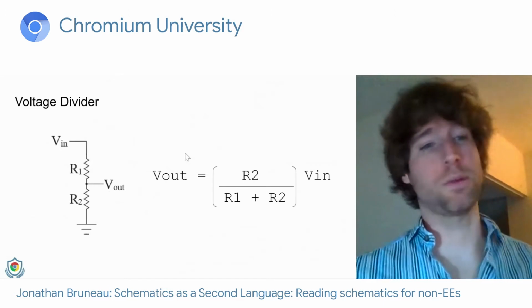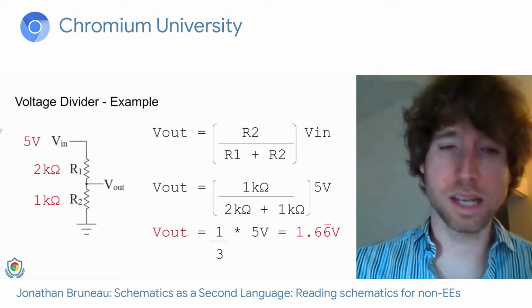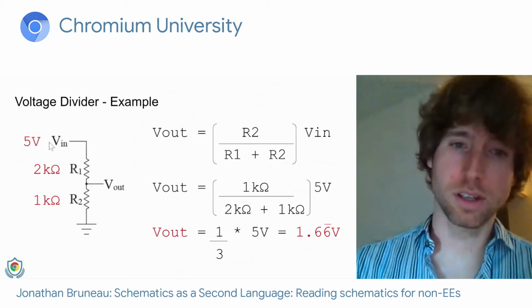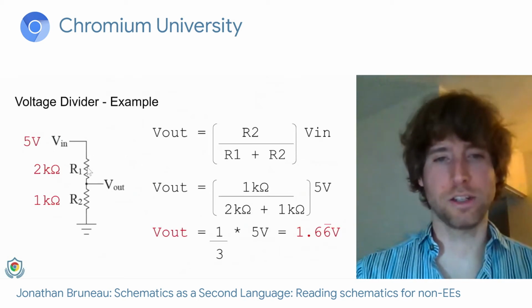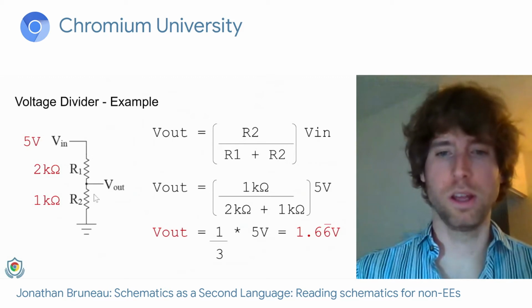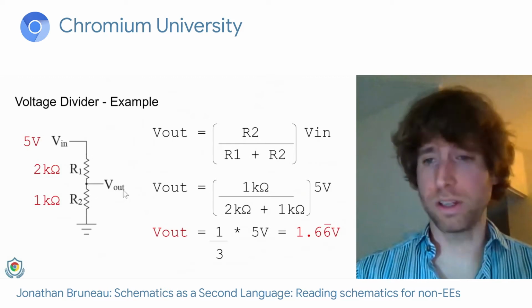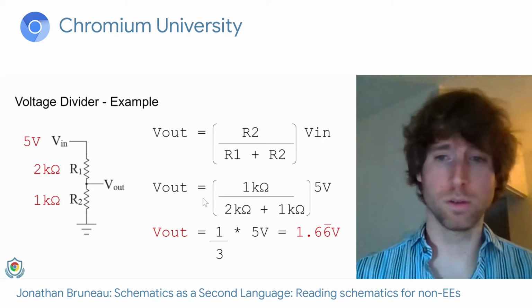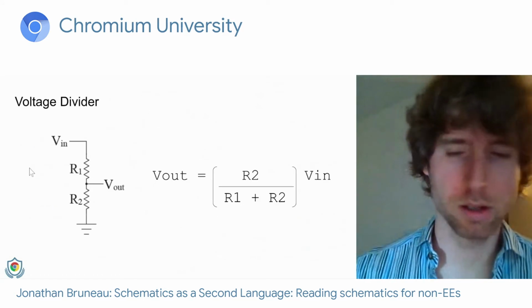And this is the equation. I will not derive it for you. Here's an example. 5 volts coming in through Vin hits a 2 kilo ohm and then a 1 kilo ohm. Do the math, and Vout is 1.6 volts. Oops, too fast. Cool, great.